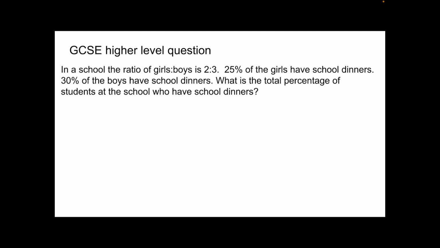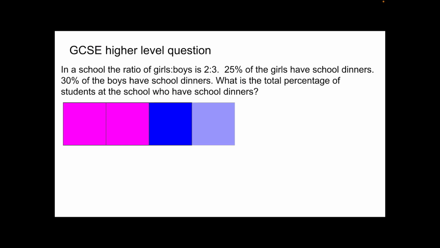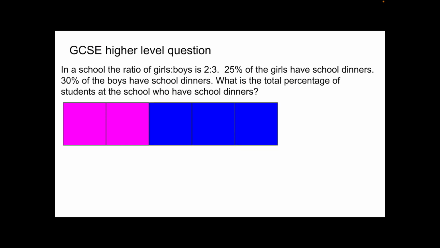And final example, this one is for GCSE. It's a higher level question. In a school, the ratio of girls to boys is 2 to 3. 25% of the girls have school dinners, 30% of the boys have school dinners. What is the total percentage of students in the school who have school dinners? So yet again, I'm going to draw my bar. I'm going to draw it with 2 blocks for the girls and 3 blocks for the boys.